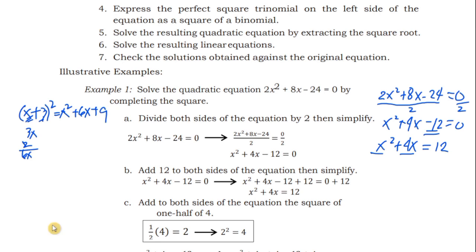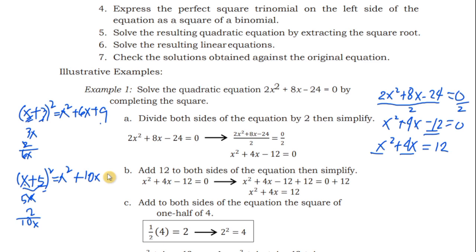Let's say x plus 5 quantity squared. We now have the square of the first, x times x is x squared. Multiply 5x times 2, we have 10x. Then the square of 5 is 25.